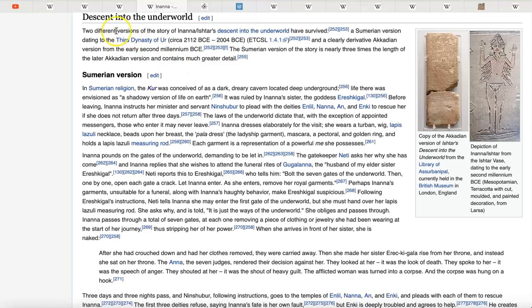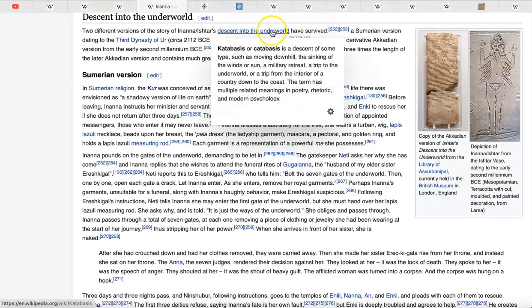Two versions, okay. This is her story. This is her kind of main story. She's got a couple of them, but this is the most famous one for sure. The descent into the underworld. Two different versions of the story of Inanna Ishtar's descent into the underworld have survived.